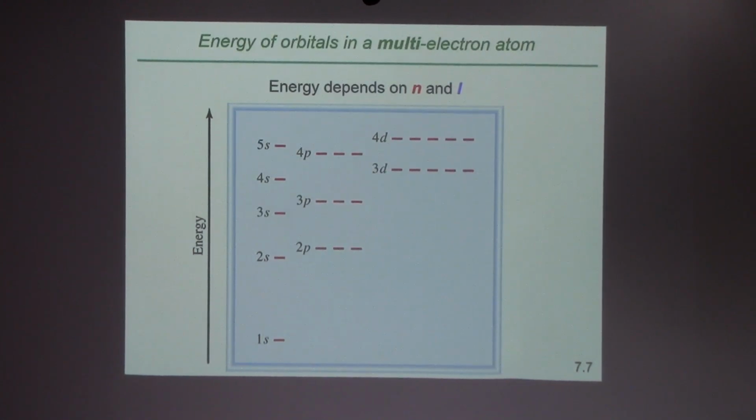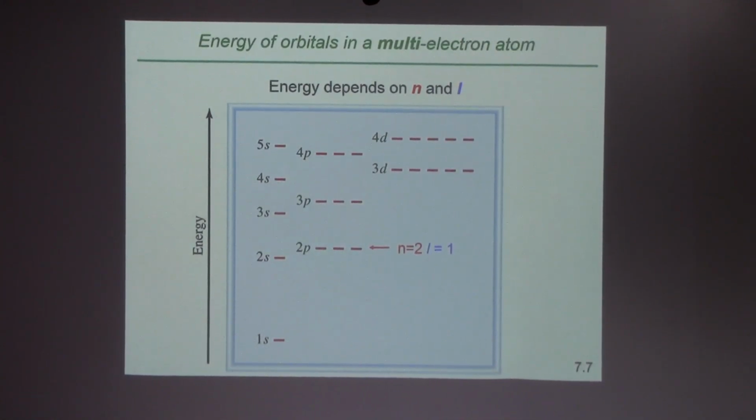For a multi-electron atom, the energy depends on n and l. So if you put an electron in 2s versus an electron in 2p, the electron at the 2p will have a higher energy level than an electron at 2s. Now if you put an electron at 2px, and another one at 2py, then the energy level of the electron will be the same, because the values of n and l are the same. But if you change the value of n or the value of l, then the energy level will be different.